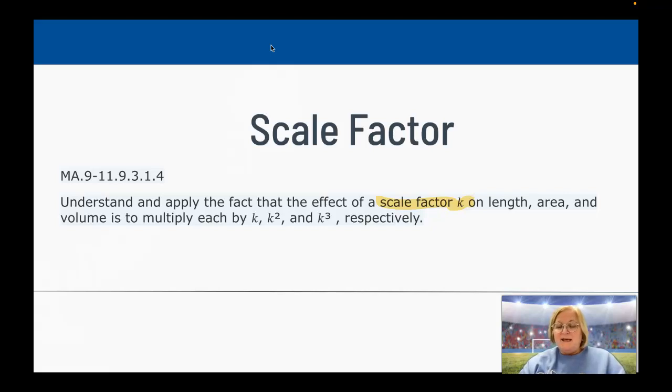We use K on length because length is one-dimensional. So that's why it's K. It is only the length. Area has a length and a width. So that is two-dimensional. So then we use K squared. But K squared is not the scale factor. The scale factor is K. We use K cubed for volume because volume is three-dimensional. It has a length, a width, and depth.